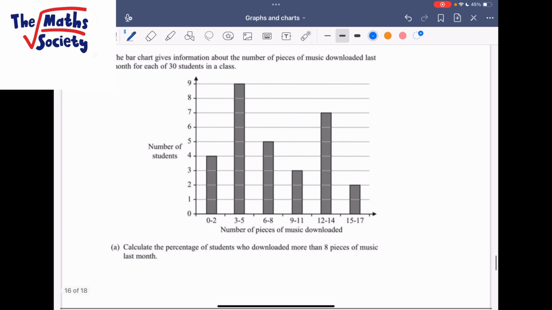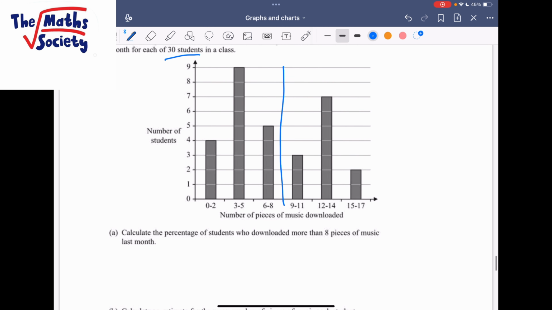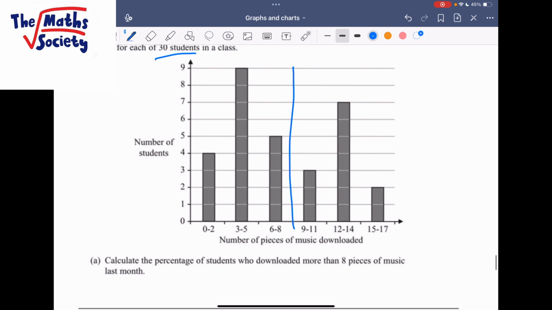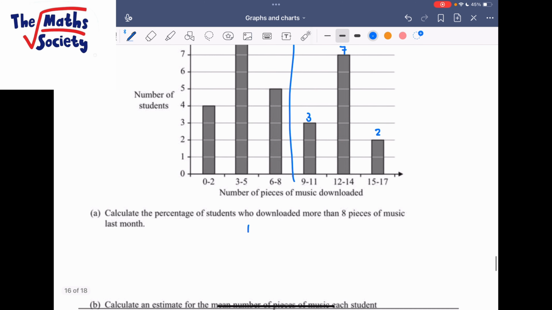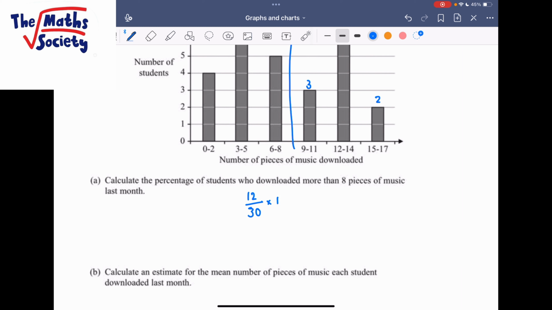Okay, so for number 13, it says that the bar chart gives information about the number of pieces of music downloaded each month for each of 30 students in a class. And we are asked to calculate the percentage of students who downloaded more than 8 pieces of music. So from right here, you have to find the people that have downloaded more than 8. You can take these, 3 children, 7, and that's 2. So you have 12, so 12 out of 30. You want the percentage of 12 out of 30, multiplied by 100. So you get a percentage of 40% of students who downloaded more than 8 pieces.